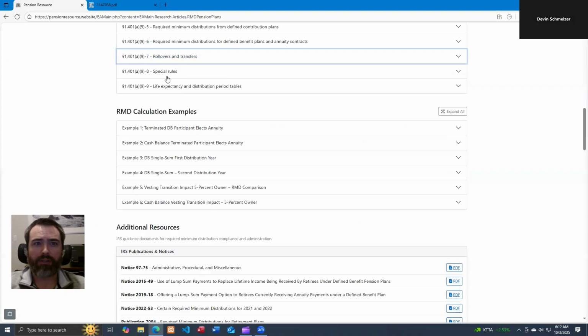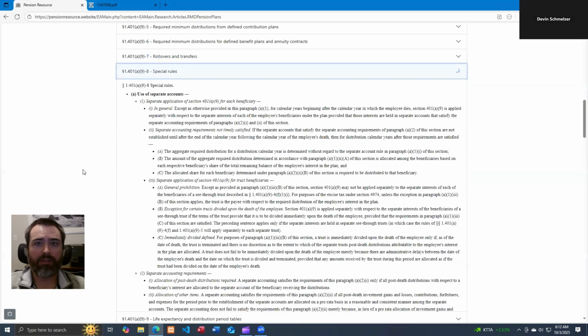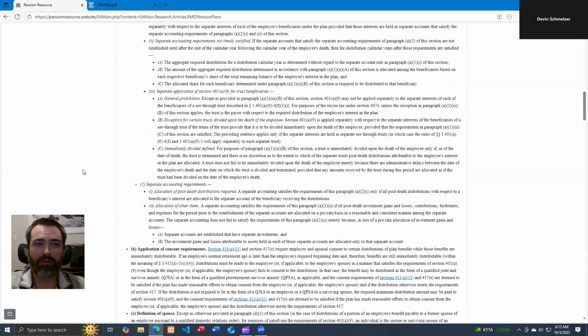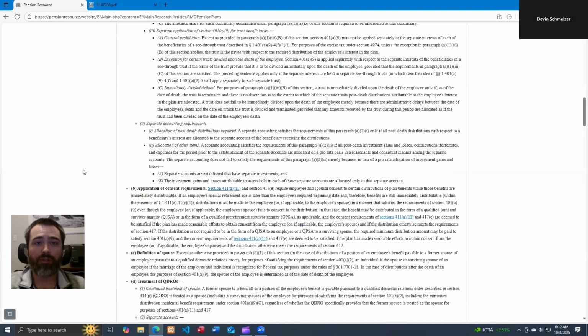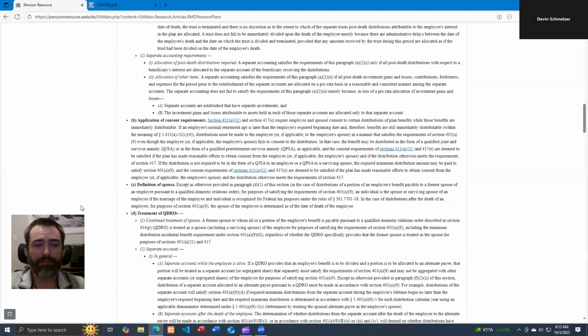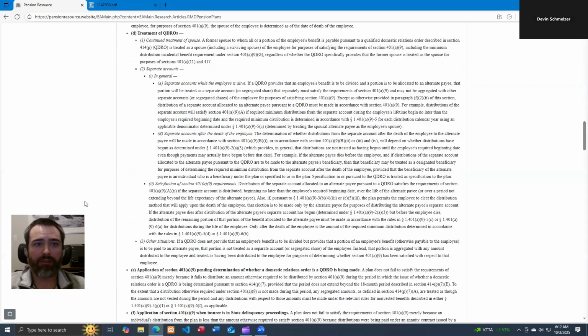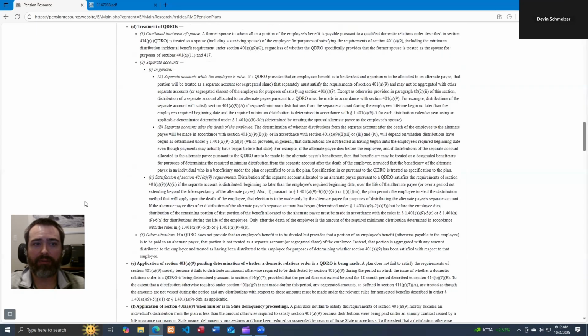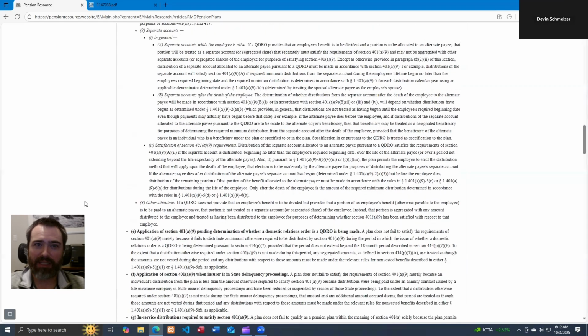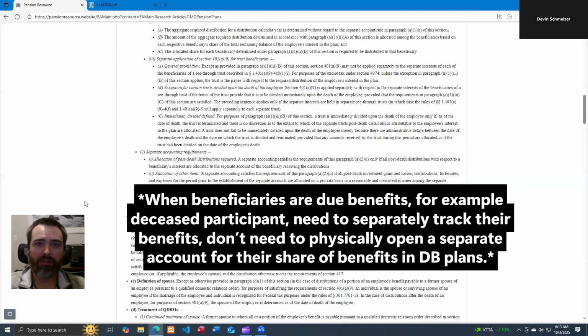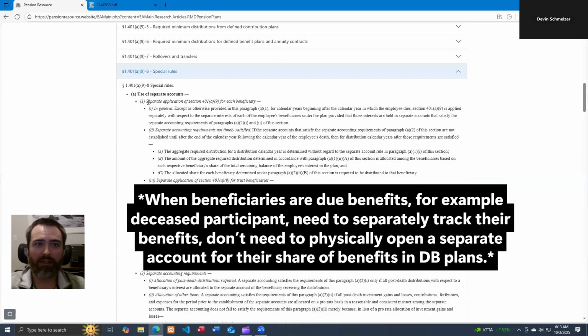The Dash 8 regs has special rules. Again, not going into detail here, but I recommend reviewing, especially if you have a QDRO on top of required distributions. The one thing I will shout out regarding the use of separate accounts for beneficiaries is that it doesn't require you to open a separate investment account for each. It just means that you need to do separate accounting and track their share of benefits and when they were paid.